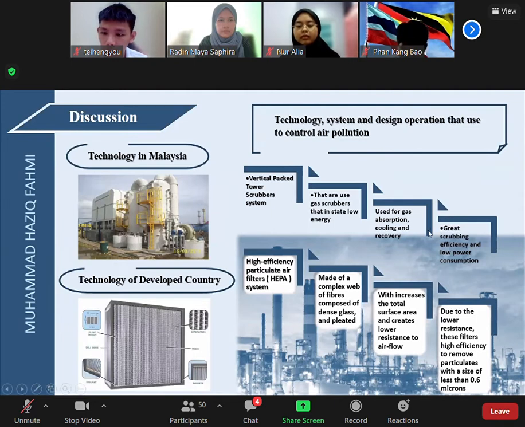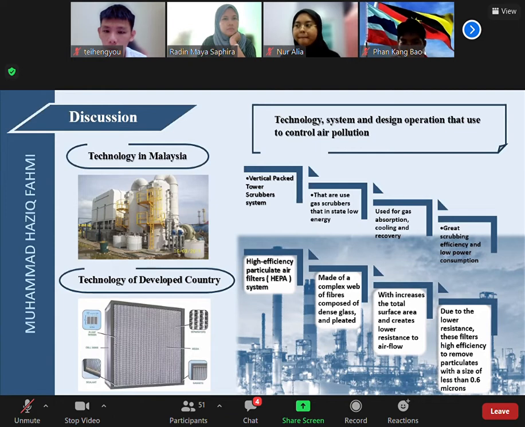Regarding the interview, we got feedback from Ms. Jean about the common technology used in Malaysia to control air pollution. So our group chose the vertical packed tower scrubber system. They are gas scrubbers with low energy use. They are used for gas absorption, cooling, and recovery. Because of their high scrubbing efficiency and low power consumption, they are used in many industries for a broad range of applications.